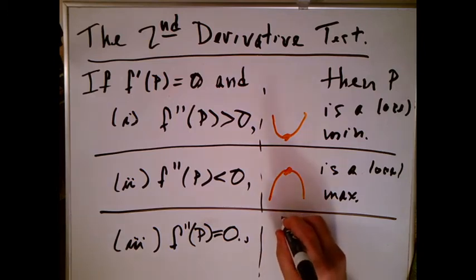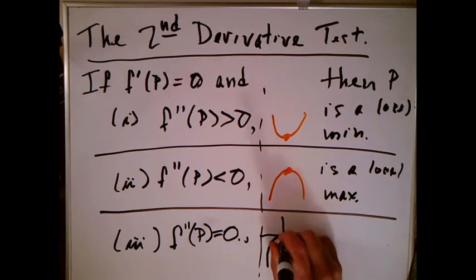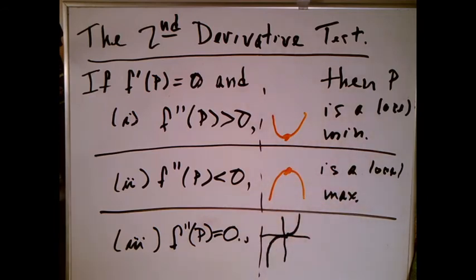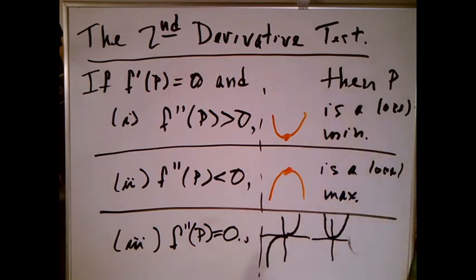For example, if you look at the graph of y equals x cubed, it looks like this. Right? Hey, this is actually a critical point, and the second derivative is 0, and it's not a local max, and it's not a local min. Right? It's neither. If you look at the graph of something like y equals x to the fourth, you're going to see something like this. And the first derivative is 0, the second derivative is 0, the third derivative is 0, right? And it's a local min, right?